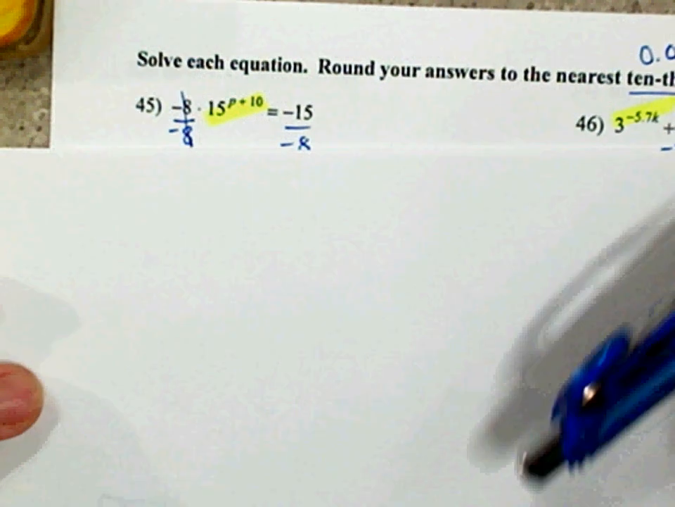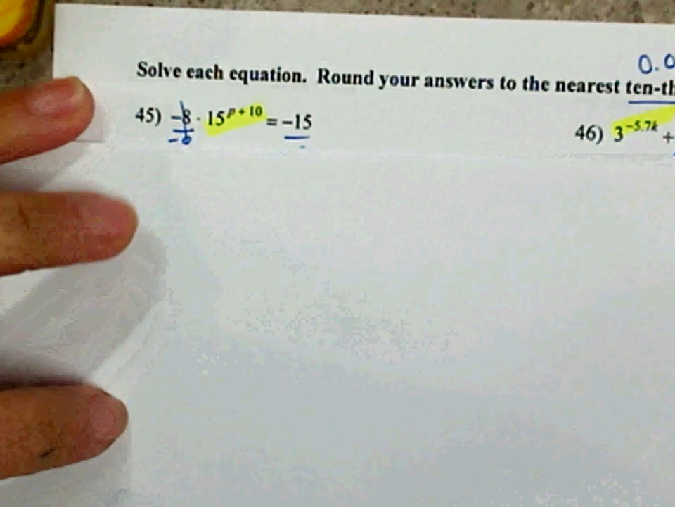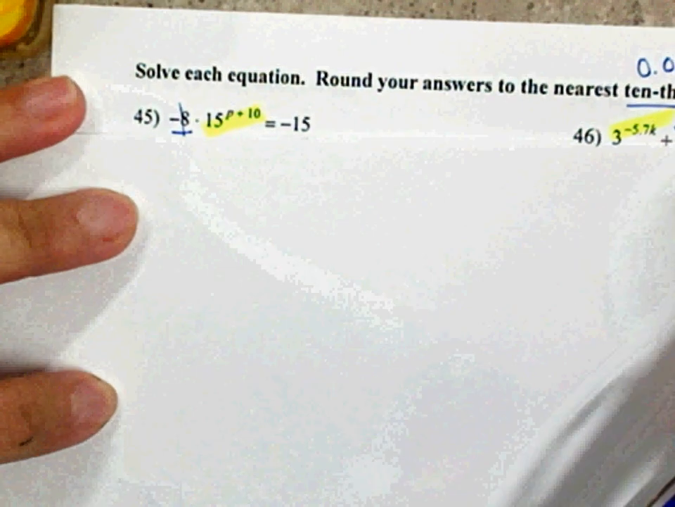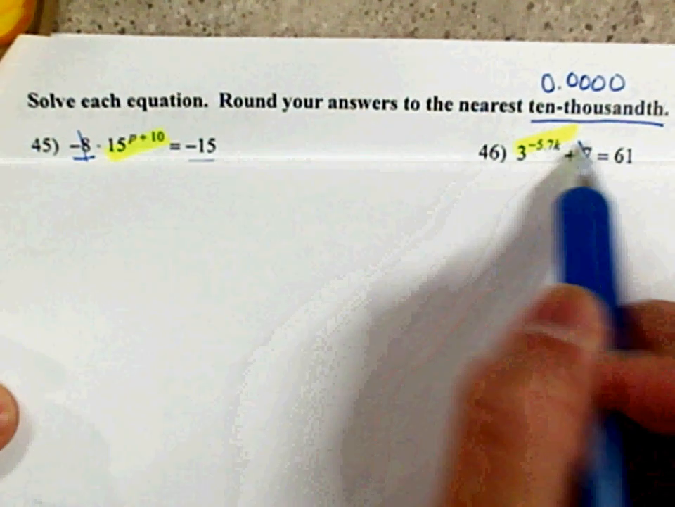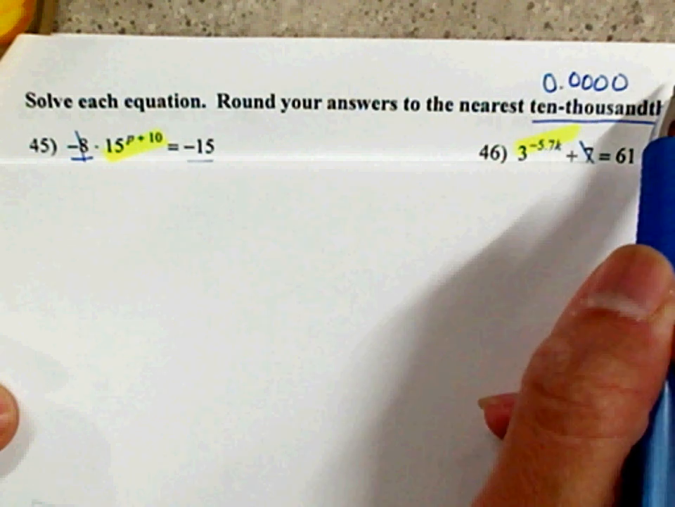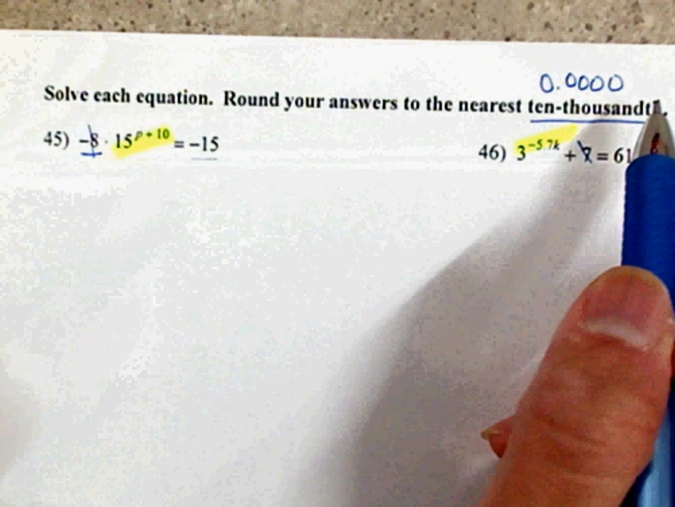If you will look, I'm going to go ahead and redo number 45 and 46 real quick, okay? It says solve each equation, round your answers to the nearest ten thousandths. That means 4 decimal places, so make sure you do that.